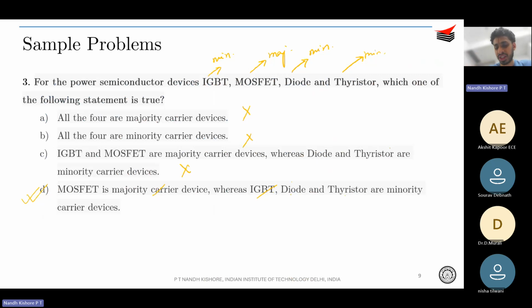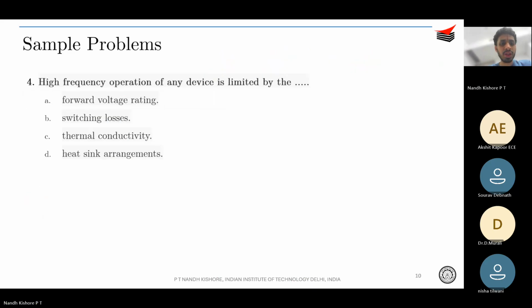This is a pretty simple question, I believe, right? So high frequency operation of any device is limited by what? Forward voltage rating, switching losses, thermal conductivity, or heat sink arrangement.